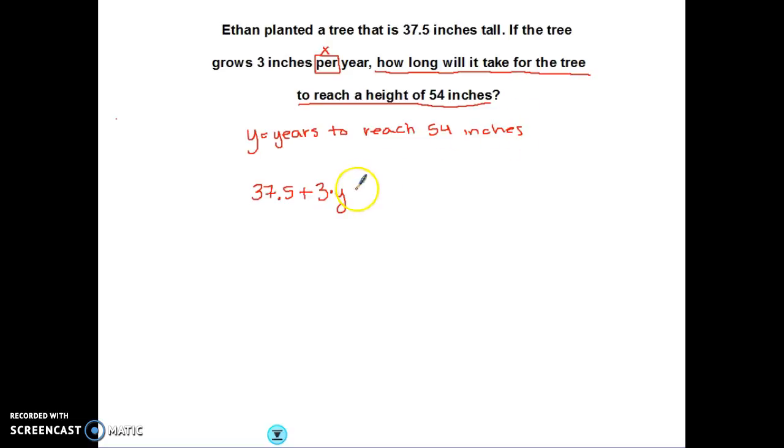All of this is going to equal the height of the tree after so many years. Well, what we want to know is when will that height be 54 inches? So 37.5 plus 3y, when will that equal a final height of 54 inches? Now from here we could proceed to solve to find y, the number of years that it would take to reach that height. But since the goal of our lesson is to mark the text and create an equation, we'll go ahead and stop here.